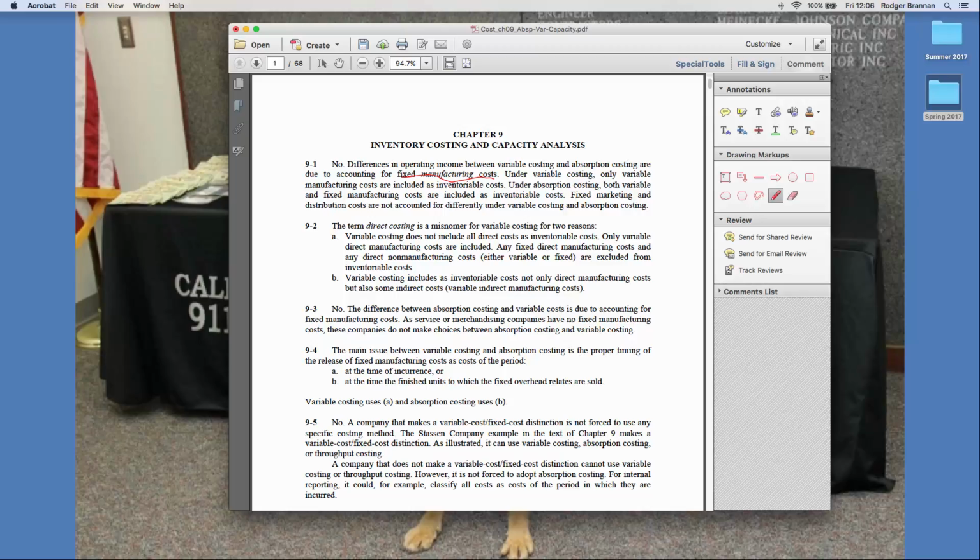Not all fixed costs are going to be product cost. Some fixed costs are always going to be expense, such as marketing or any kind of administrative cost. So to say that all fixed cost, no, you have to be careful. Fixed manufacturing. And that's kind of what we're getting at here with number 3 as well, that the differences are in the fixed manufacturing overhead.